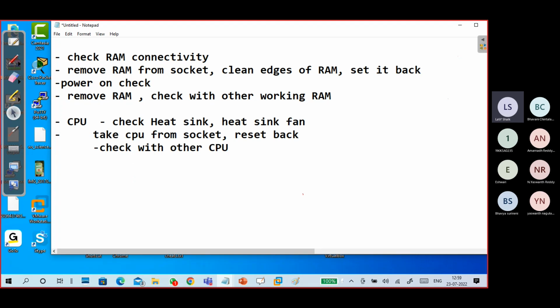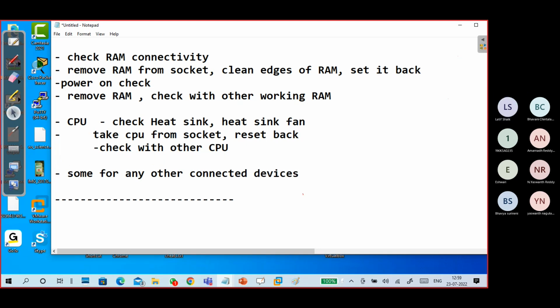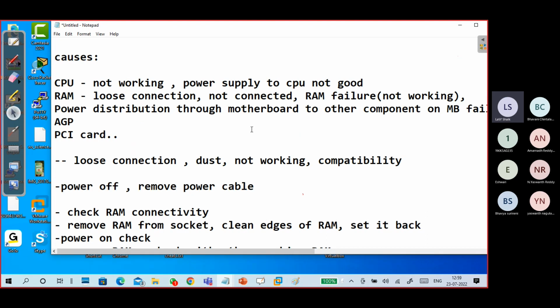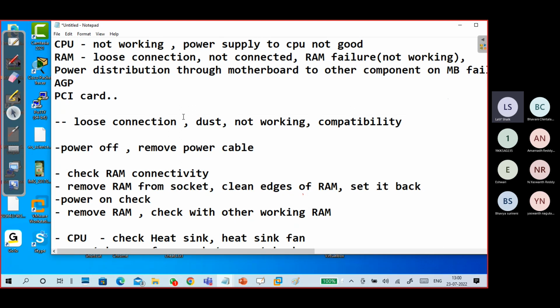So this is about the two troubleshooting things I told you, guys. One is a RAM issue, one is a CPU issue, and any other connectivity also. The same goes for any other connections: remove the connection, clean it, and put it back or test it. That is how to follow it, for CPU, RAM, or AGP like graphic cards. You have to do it one by one and make sure it is working.